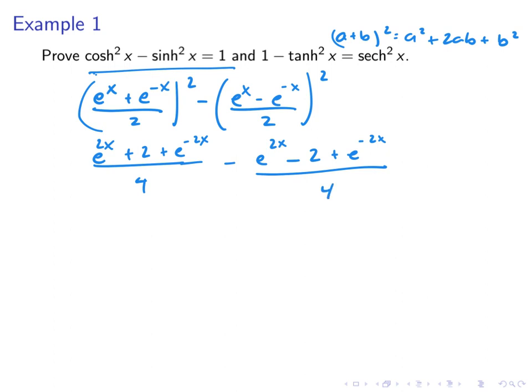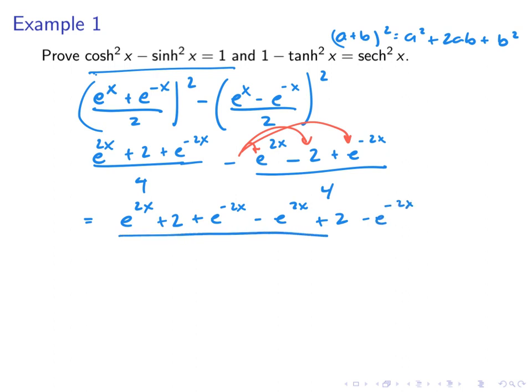all over 4. And then when you add these together, you get e to the 2x plus 2 plus e to the negative 2x. You have to distribute this negative sign, right, to each term. So it's going to give you minus e to the 2x plus 2 minus e to the negative 2x. And everything cancels out except the 2s. And you just get 4 over 4, which is 1. So it's just algebra.